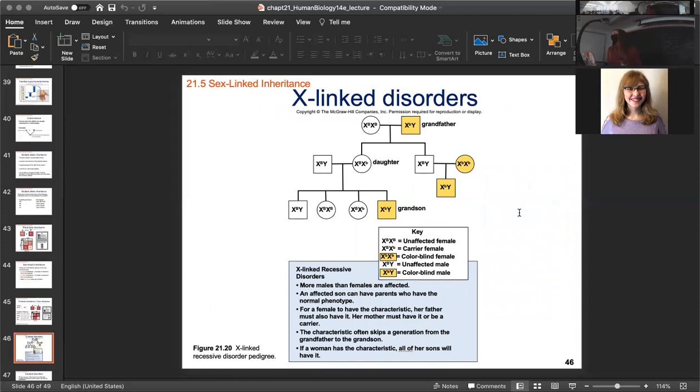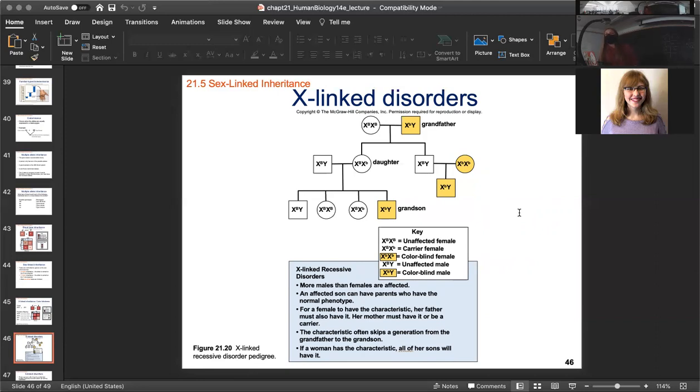All right. This is an X-linked disorder. This is also showing X-linked recessive. I won't go through it too much just because you guys can read that on your own, and we kind of went through the example already, but just remember how to read a pedigree.